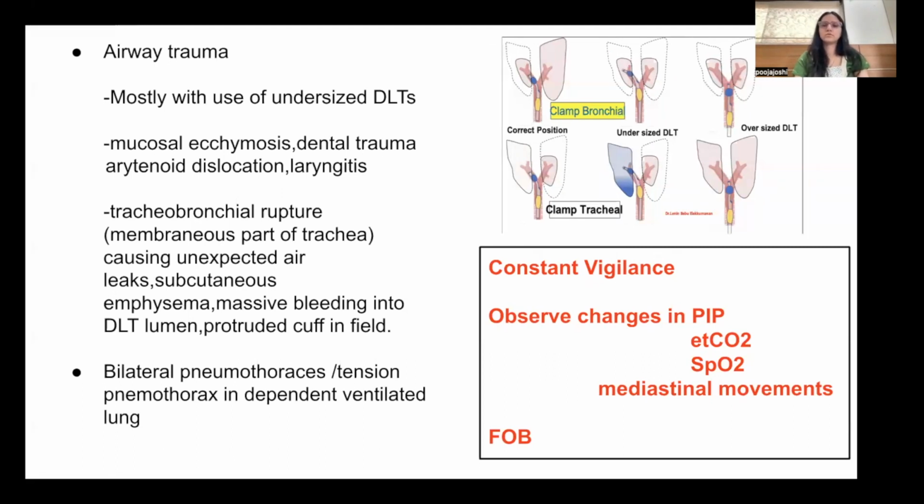So you have to be constantly vigilant by observing the changes in the peak airway pressures, end-tidal CO2, SpO2, and the mediastinal movement. And fiber optic bronchoscopy is the gold standard you have to do after changing the patient position, and in case you find any change in the above parameters.